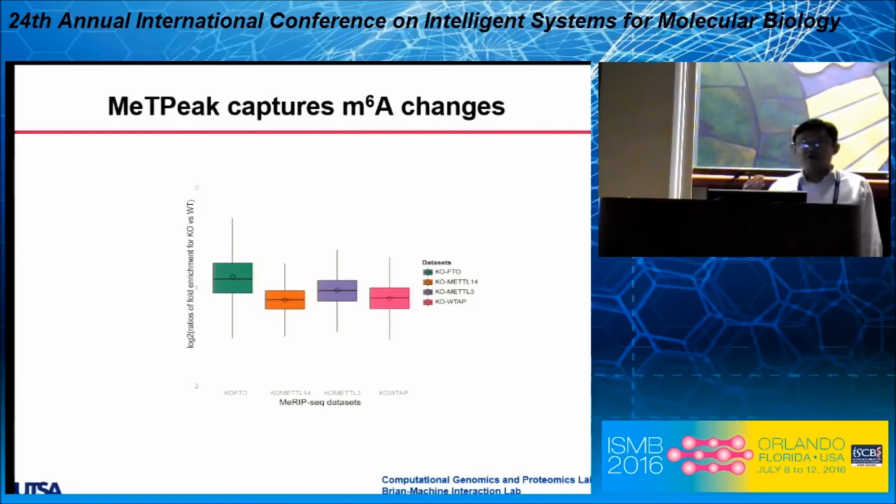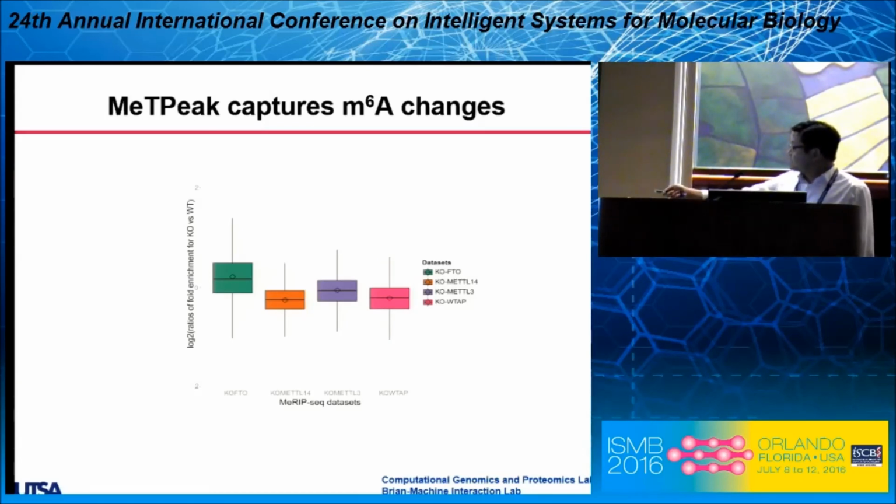So in the case of FTO, because FTO itself is a demethylase, once you knock out the demethylase, the methylation level or the enrichment should go up. So this is the average methylation level. This is log scale, so we compare with 0. So indeed, on average, this enrichment is above 1. So that's consistent with what we expected.